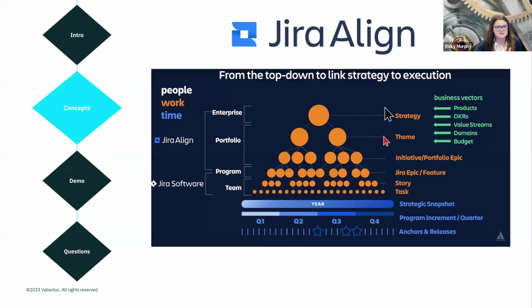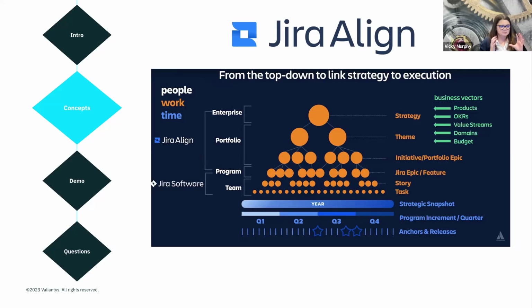Off to the right here, you see some business vectors, some of which we will get into today. We do have the ability to start tagging work with products, OKRs, budgets, in order to start to get that broader picture of the actual work that we are delivering, how it might impact our outcomes as an organization, our goals, or the products that we are trying to deliver as well.